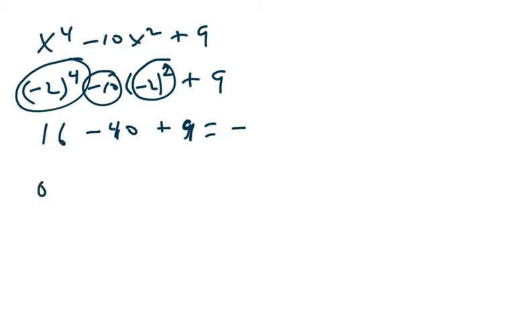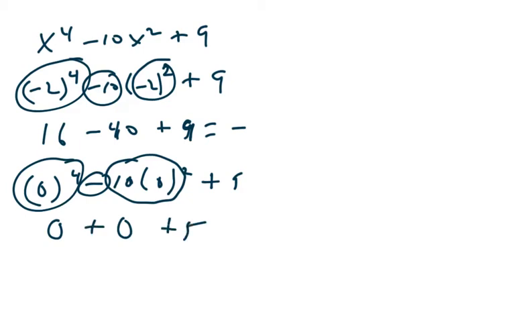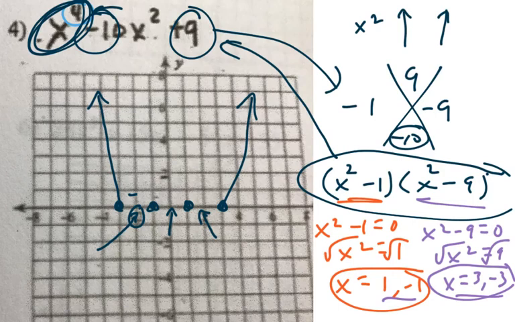Let's plug in 0. Stay with me now. We're plugging in 0 for x. Now, of course, 0 to the 4 is 0. 10 times 0 squared, even with a minus, is still a 0. And the only thing left we have is 5, so this one ends up being a positive 5. Now, I'm just going to stop there, and let me show you why. Because I now know that at negative 2, right here in between my zeros, which is negative 3 and negative 1, right? That's where I am.